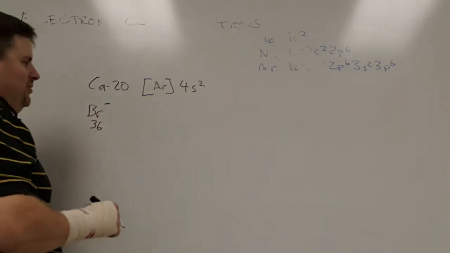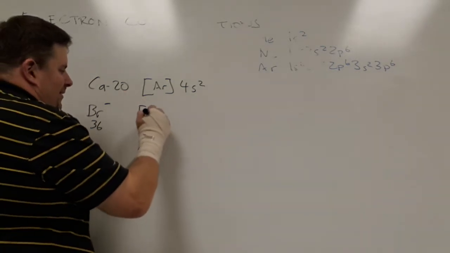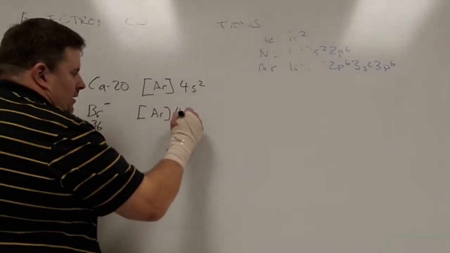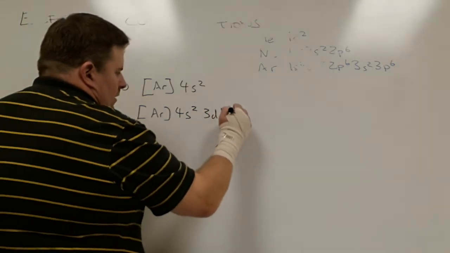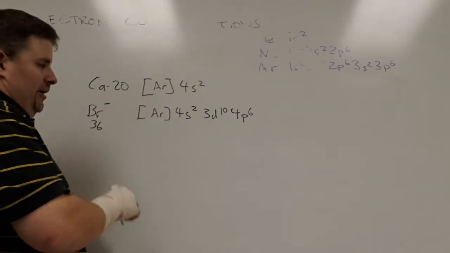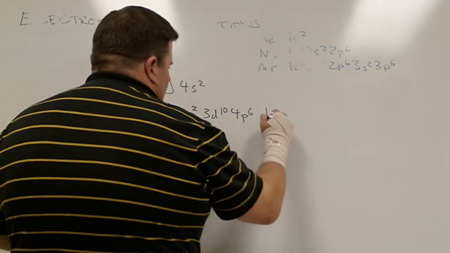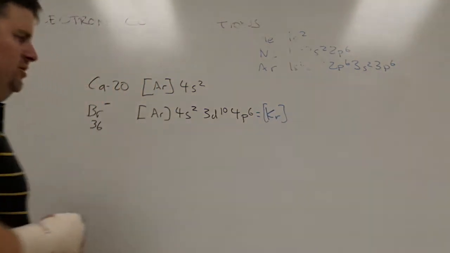So I've got the same electronic configuration as krypton, but I can't just write krypton here. Okay, I've got to write argon and then fill this in. 4s2, 3d10, 4p6. Okay, which is the same electronic configuration as krypton. Okay, so electronic configurations are the same there.